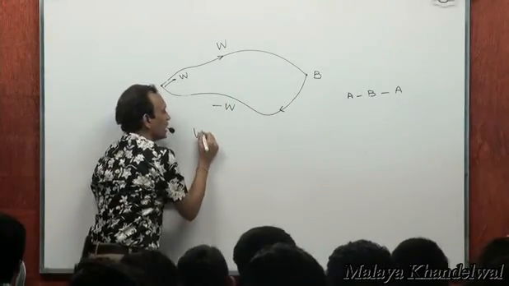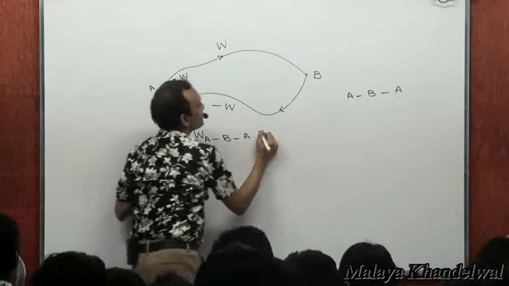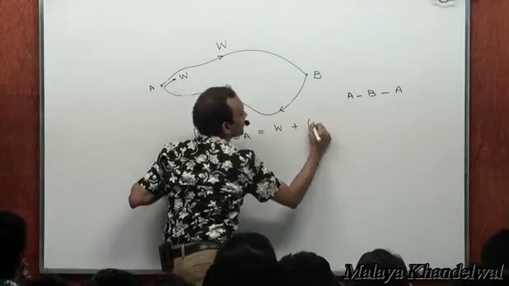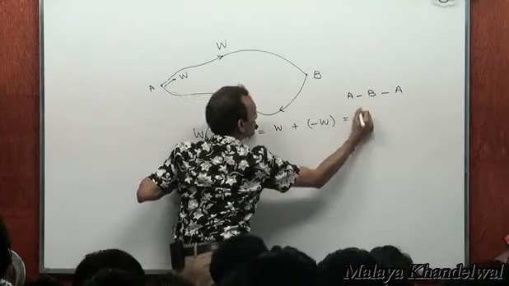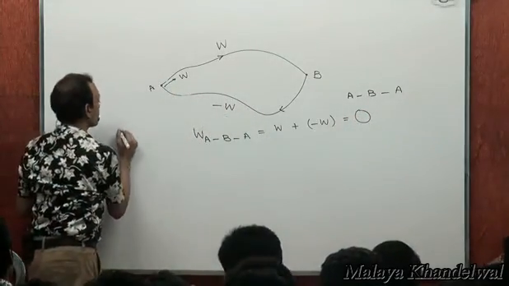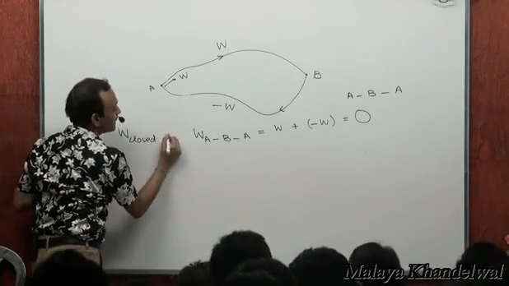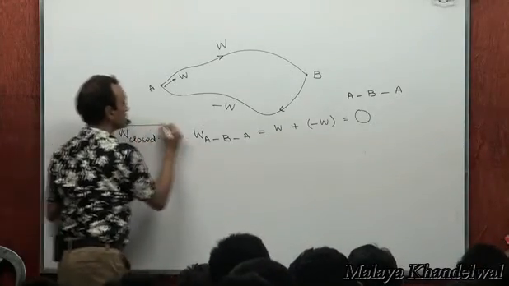The total work done in a closed path A to B to A must have been W plus minus W, which must have been 0. The work done in a closed path in a conservative field will always be 0.